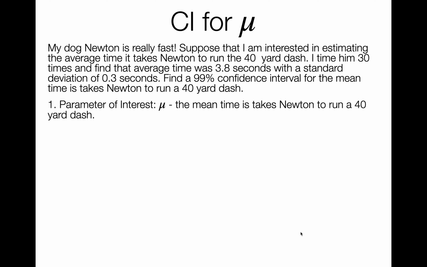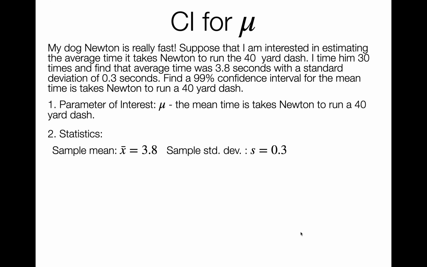And so you've got to make that choice. I ask you to do this first step because it makes you think about what type of interval you're going to make. So here our parameter of interest is mu, and mu is the mean time it takes Newton to run a 40-yard dash. So the second step are the statistics that we need. First, the sample mean, x bar, is 3.8. The sample standard deviation, s, is 0.3.